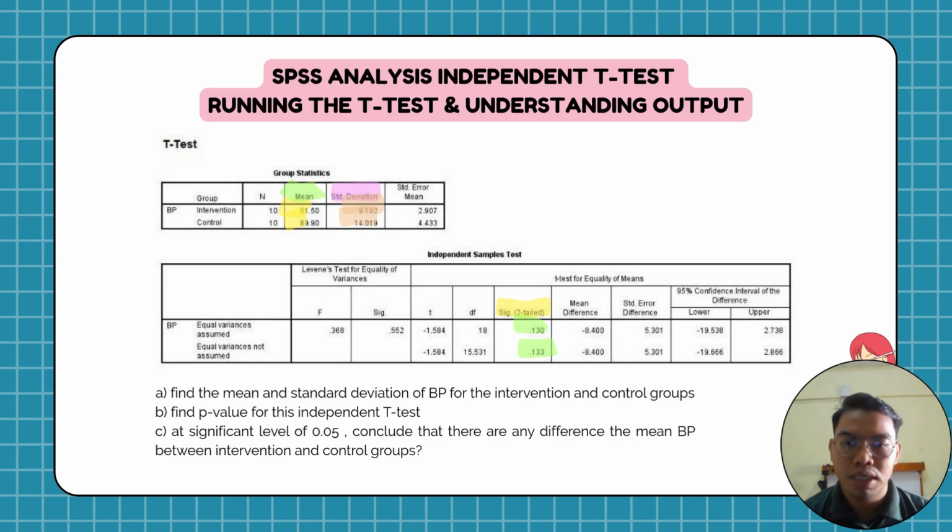So, to conclude this independent t-test, the significance level is 0.05. So there is no significant difference in the mean of the BP between the intervention and control group, because the p-value is more than 0.05.